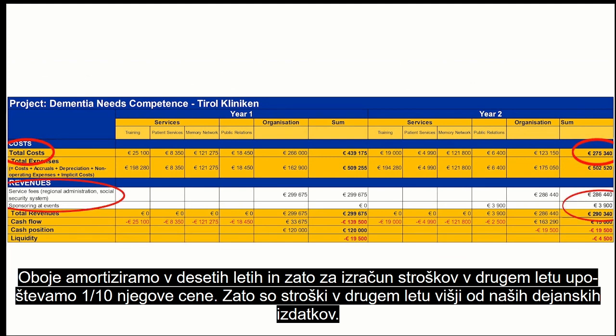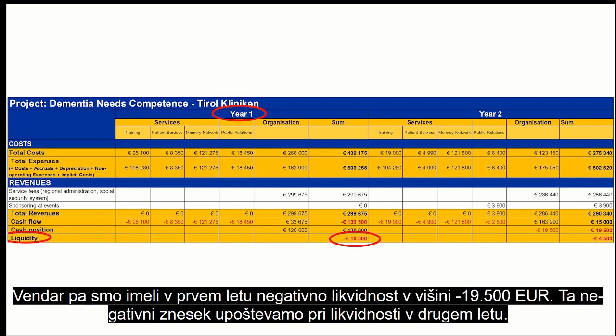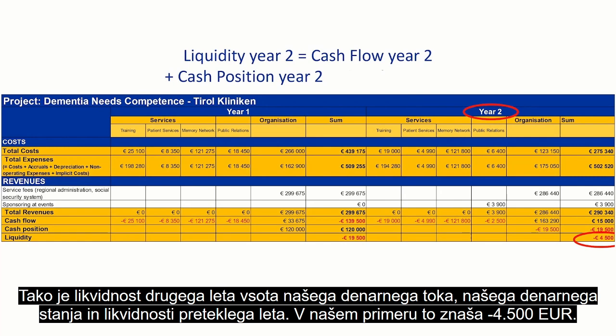In year two, the difference between our expenses and our revenues that come from service fees and sponsoring amounts to a positive cash flow of 15,000 euro. However, in year one, we had a negative liquidity of minus 19,500 euro. This negative amount we take into account in our liquidity in year two. Therefore, the liquidity of year two is the sum of our cash flow and our cash position. In our case, this amounts to minus 4,500 euro.